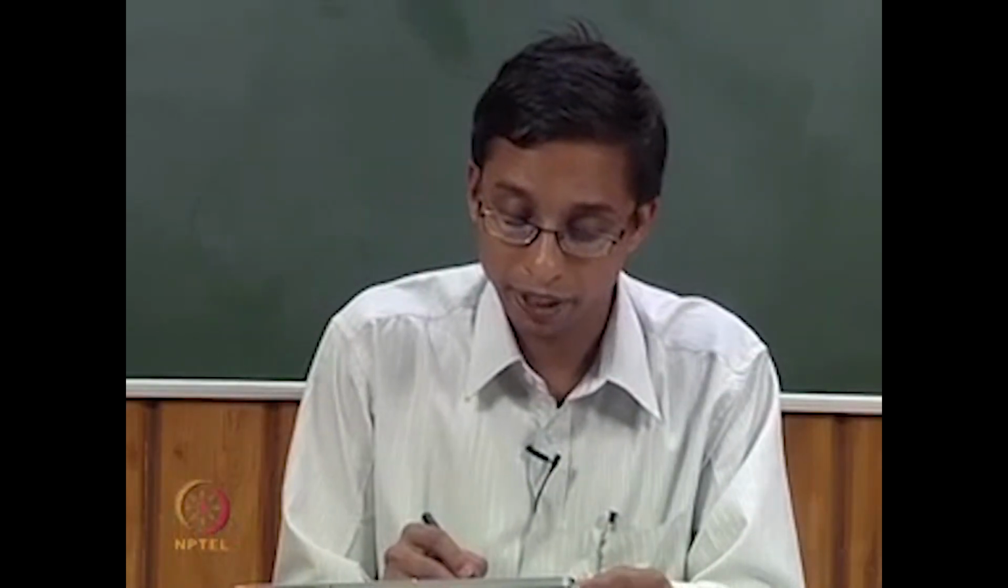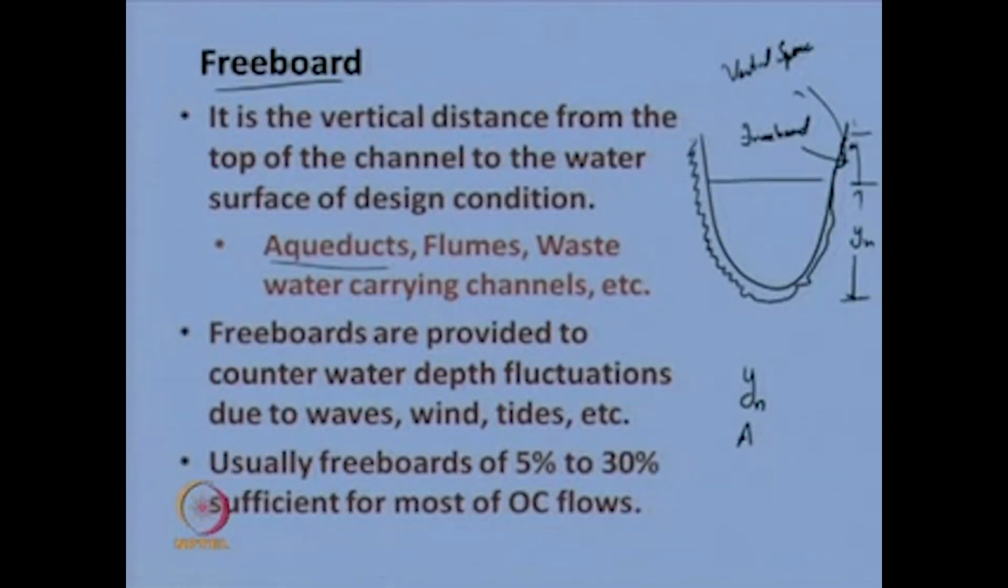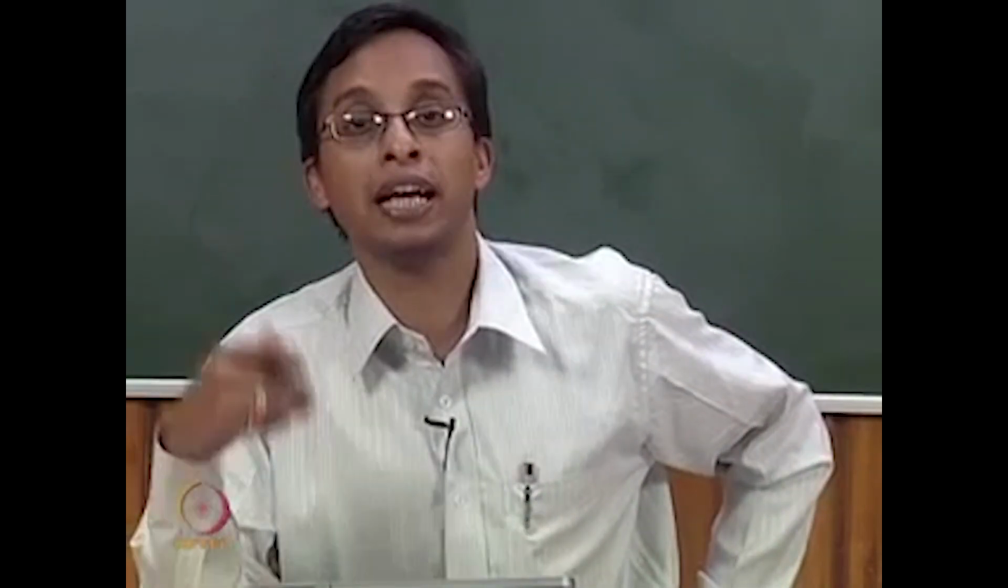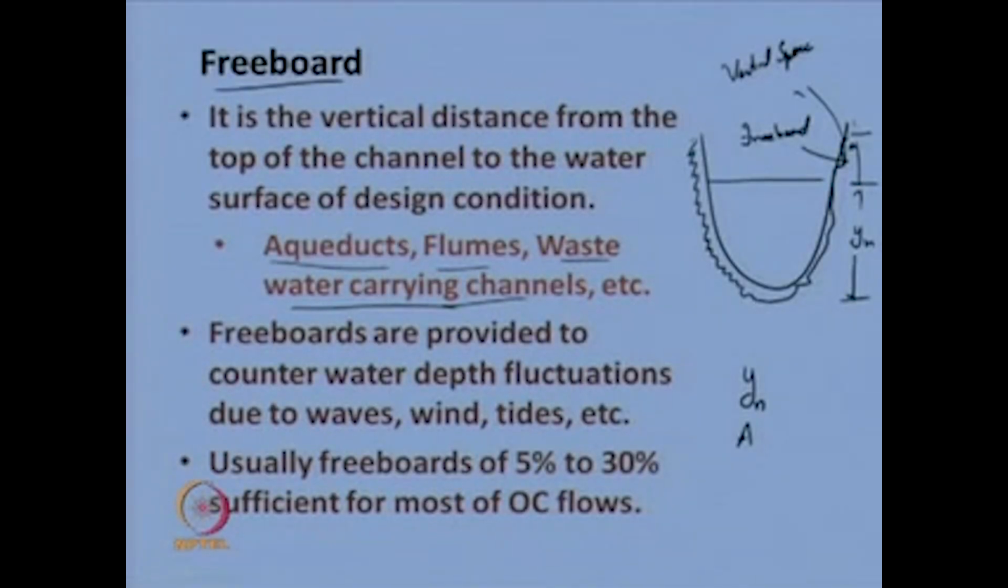Freeboards are very essential when you construct aqueducts, say aqueducts that carry water from one level to another level. If there is a spilling of water, it can cause huge loss. In laboratory flumes or even in wastewater carrying channels or waste material carrying channels, you will see that if any spilling occurs, that may hamper the environment or cause loss of material. So, you need to provide sufficient freeboard while designing the channel, or construct the channel in such a way that a certain free vertical distance is given.